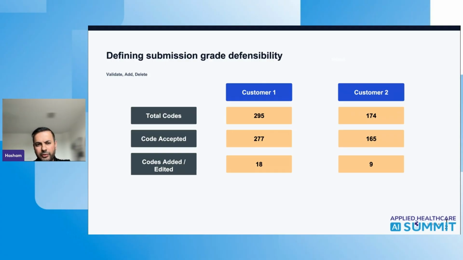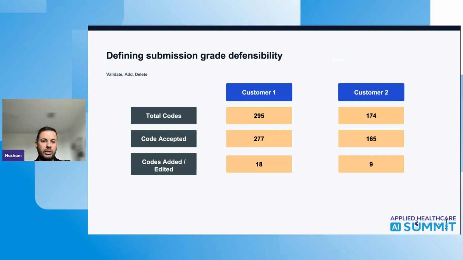This is a retrospective review, and we ran it through the pipeline, through the AI, and we had them reviewed by a human coder or a validator. And the codes that were accepted were the ones where the model suggested that those codes are correct, and yeah, those were just accepted.